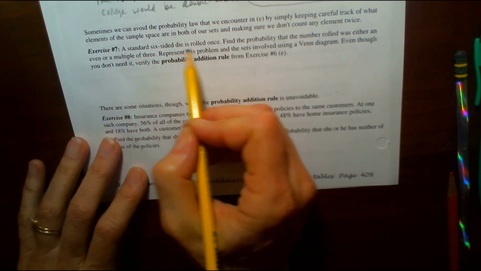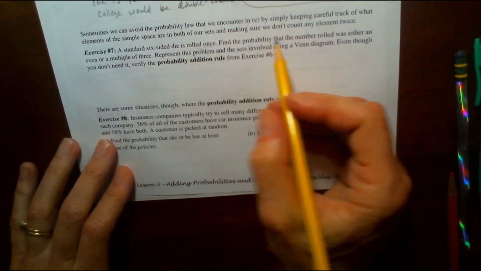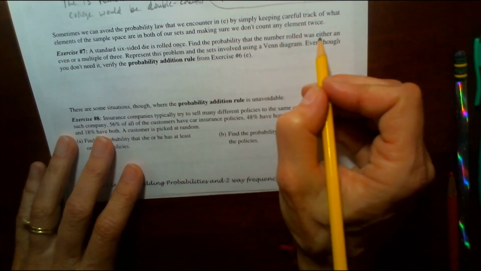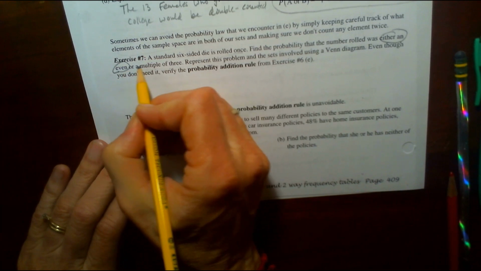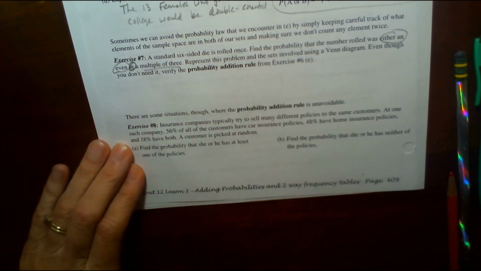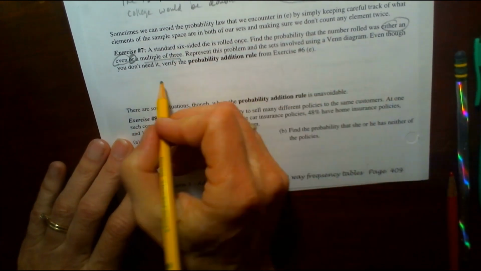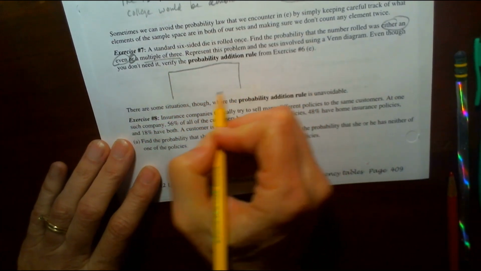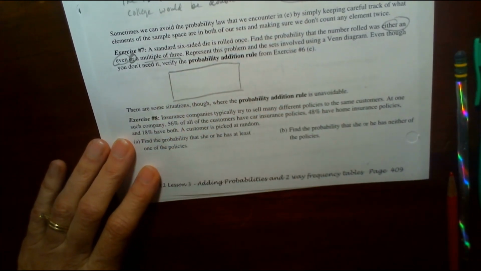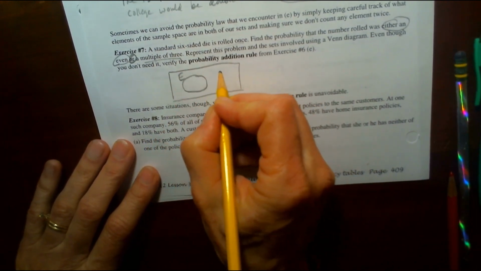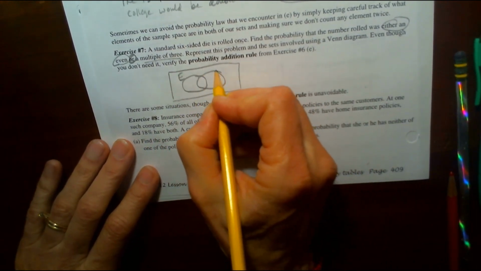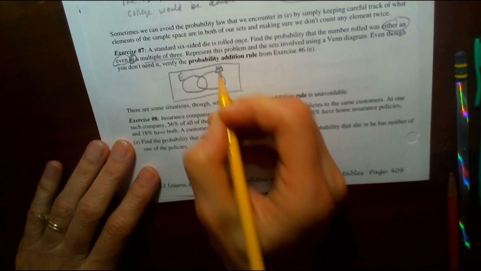Let's say we have a die, we're going to roll it once. We're going to find the probability that when we roll the die, we're going to get either an even or a multiple of 3. We're going to represent it as a Venn diagram. So we draw our big old rectangle here. We're going to have a circle here that represents the even numbers. We're going to have a circle here that represents our multiples of 3.